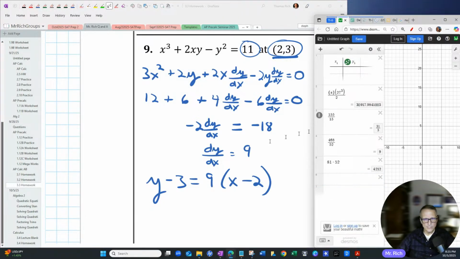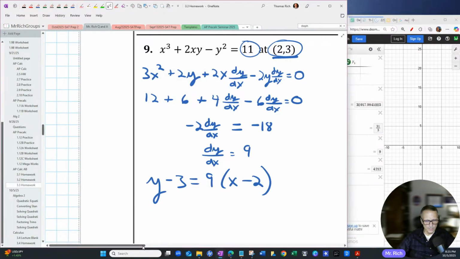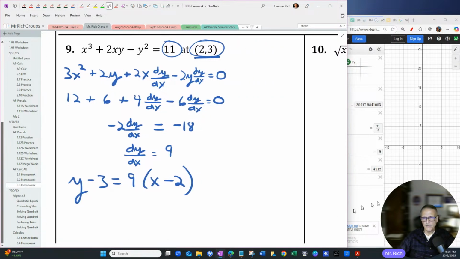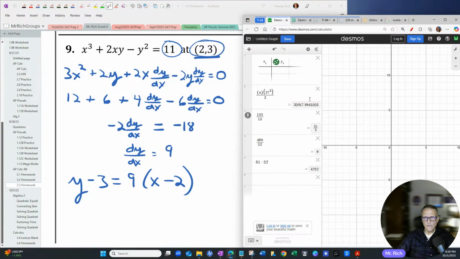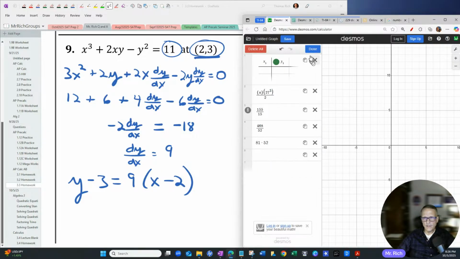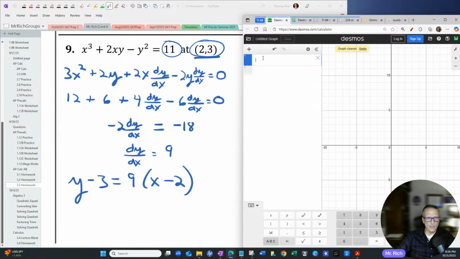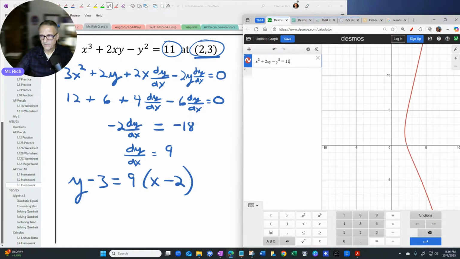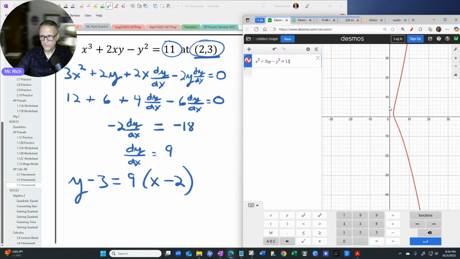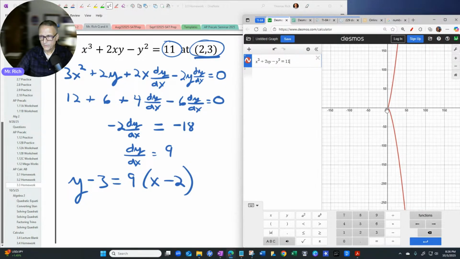There's lots of places here that we could have made a mistake, and by we I mean me, but let's give it a shot. We will clear all of this out. And let's go ahead and plot the actual function itself. This is not going to be a function, I don't believe, because it is, we'll take a look at what it looks like, equals 11. Yeah, so definitely not a function. If we zoom out, let's see if we get a full picture here.